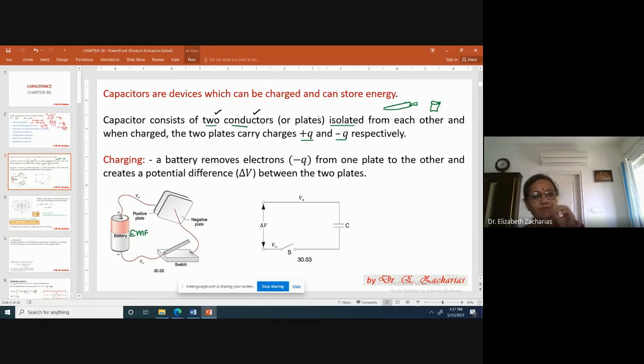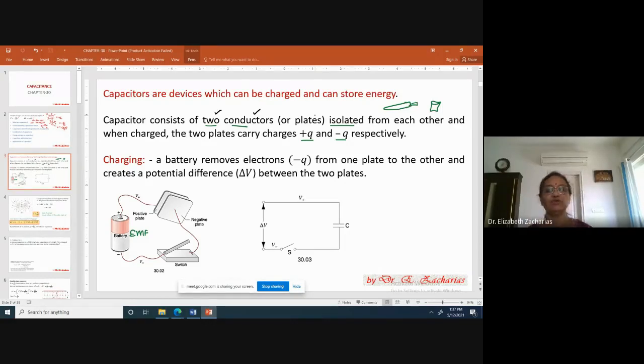I hope you remember from the last two chapters that a current flows from a dash potential to a dash potential. A current flows from a point of dash potential to a dash potential. When I say dash, I want you to fill it up with low, high. What is the order in which you will fill it up? Anyone? Higher. Higher to a lower potential.